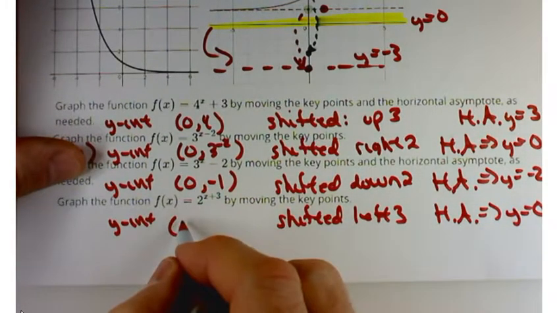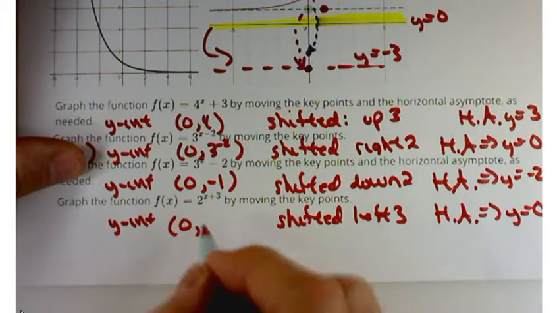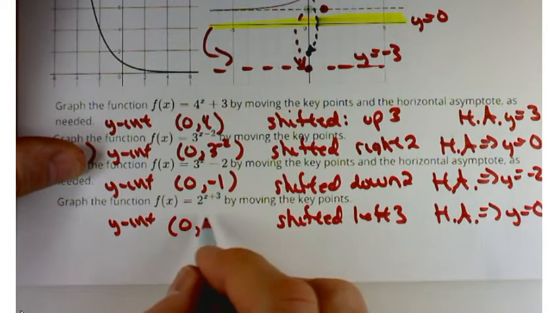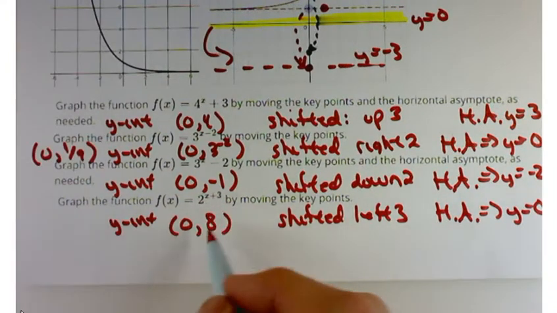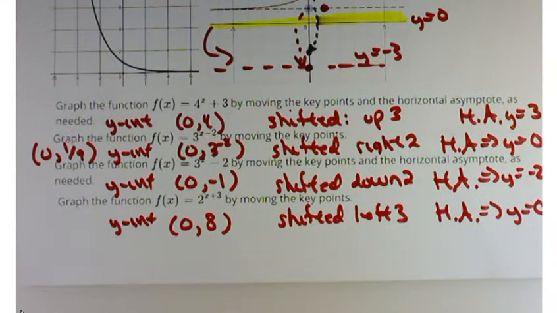But I can find the new y-intercept. 0 for x gives you 2 to the third. 2 to the third is 8. 0 plus 3, 2 to the third is 8. So, yay.